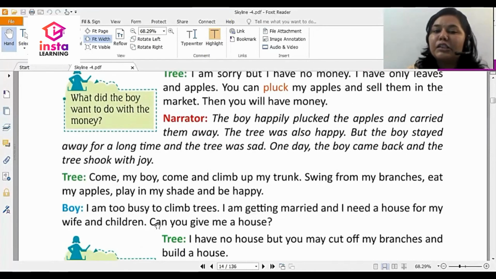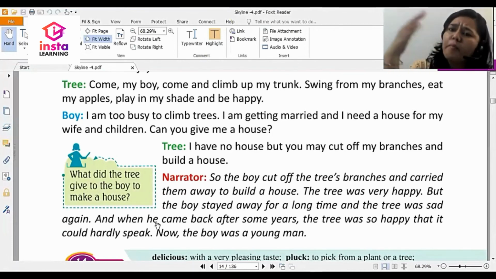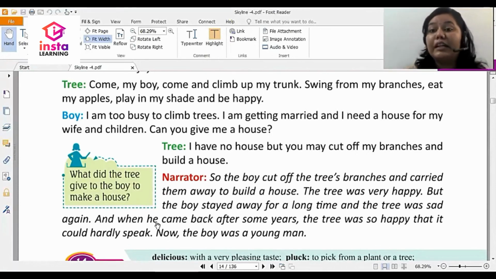So imagine this boy who did not find it important to visit the tree. The tree still remembers that little boy. And when after so many years this boy returned, the tree was again very joyful. The tree was again very happy.